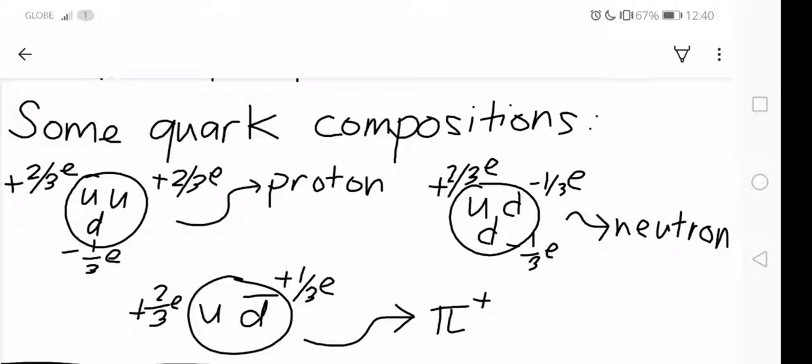For a neutron, it is composed of an up quark and two down quarks. So adding in the fractional charges of these quarks would produce a total charge of the neutron of 0. And for the pion plus, we have an up quark and a down antiquark.